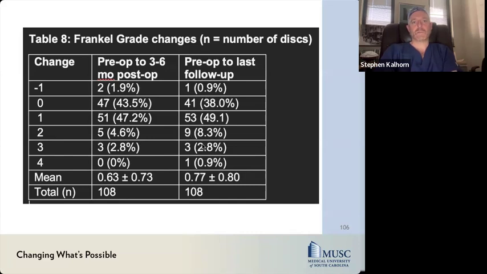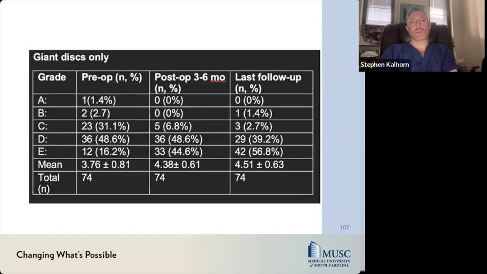At the last follow-up visit, 9 actually improved by 2 Frankel grades, 3 improved by 3 Frankel grades, and 1 patient actually went all the way to 4. And we're seeing the same improvements with the giants too. So if you just isolate the giant thoracic disc herniations, we're seeing the same improvements and trends.